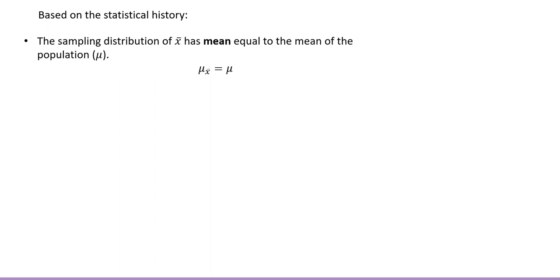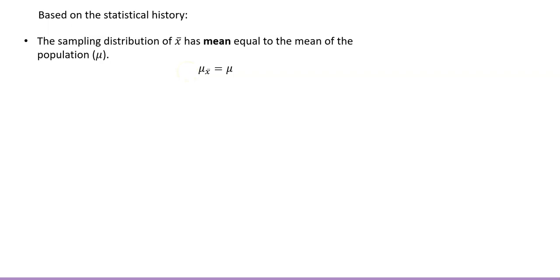And now let's summarize that. Based on statistical theory, this is what we know. The sampling distribution of x bar, which is the sample mean, has a mean, so again, let's think about it as taking the average of averages, equal to the mean of the population. So that means that we don't need to calculate it. If we know the population mean, we right away know the mean of the sampling distribution of x bar.